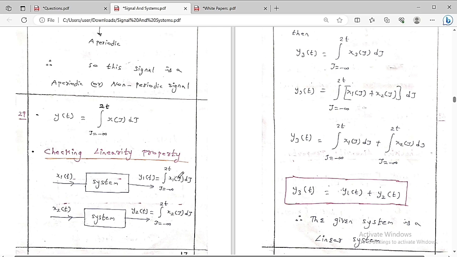Or simply, we can say there are no squares or cubes of the input. So definitely it is a linear system, because there are no square terms, cube terms, or improper terms present. By default we can say the given system is a linear system, because as a summation of two previous inputs we get the summation of two previous outputs.